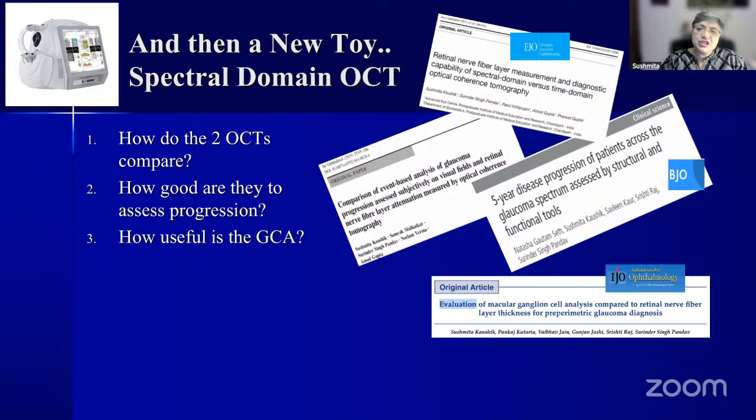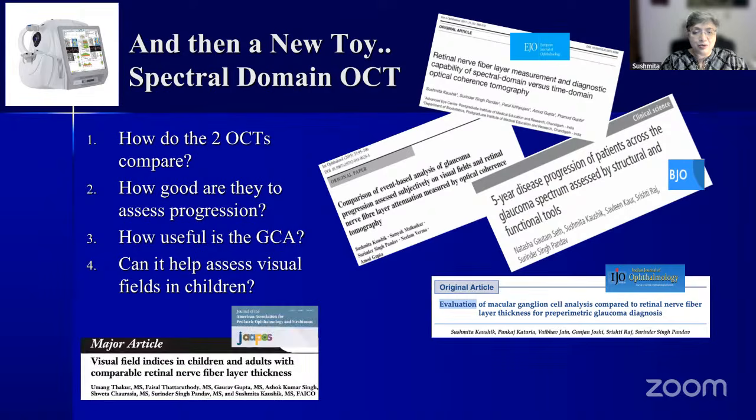And then came the GCA. So we looked at how important the GCA is, and we'll come to examples of why you should do the GCA in addition to RNFL thickness in every glaucoma patient, and why that's enough. But when we evaluated that, we found that it was useful. And then, of course, we started working with children, and we realized that the visual field indices in children with comparable retinal nerve fiber layer thickness to adults is much lower. So don't jump to a diagnosis of glaucoma until they're about 12 years old, because the sensitivity is simply not enough.